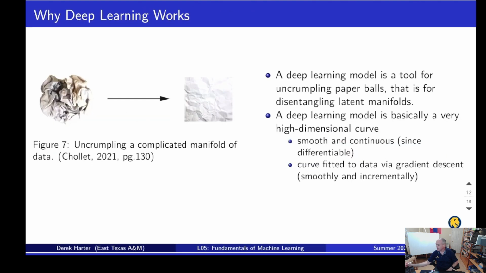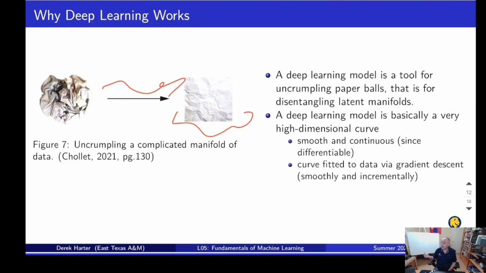Okay, so we have this figure in a previous chapter. You can think of the affine transformations that happen in a deep neural network when it goes through the different layers as a way of uncrumpling a ball of paper. In terms of manifolds, that is, we're disentangling the latent manifolds that are present in the set of data that we're trying to learn.